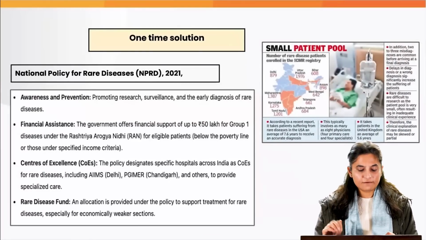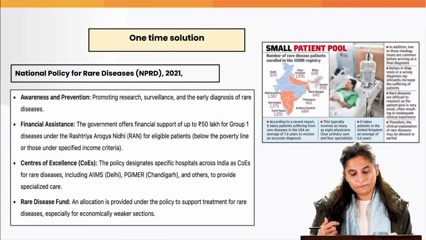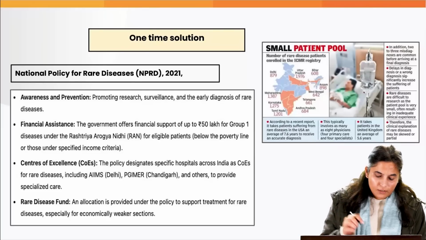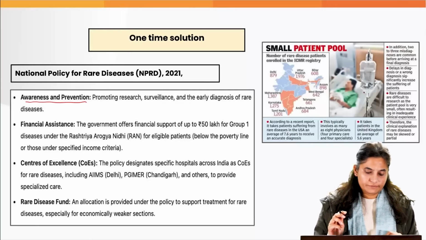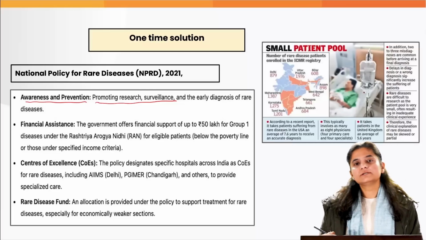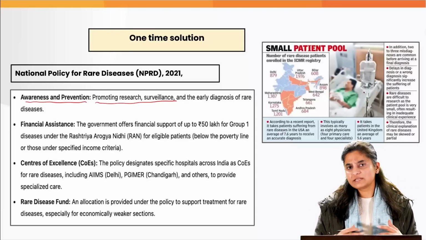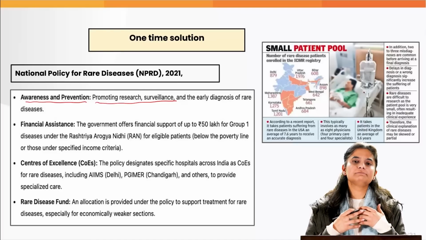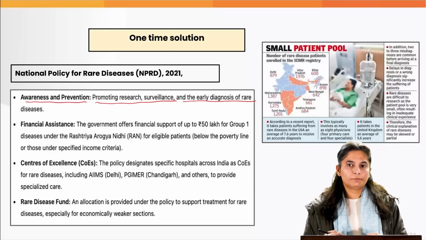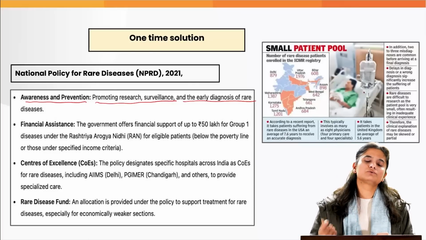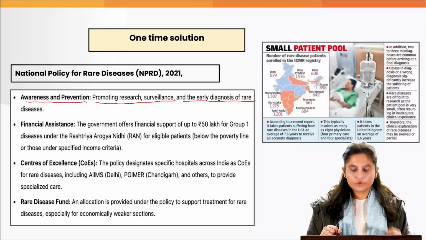So for that, the Indian government came up with the National Policy for Rare Diseases in 2021, because there are many other rare diseases also. First of all, the primary concern remains awareness and prevention. So we have to promote research. Sometimes people are not even aware of the rare disease that they are suffering from, because they have not seen many people in their vicinity suffering from it. And early diagnosis of rare disease is also important, because there are stages to it. If it is diagnosed early, maybe it could be catered to and cured.